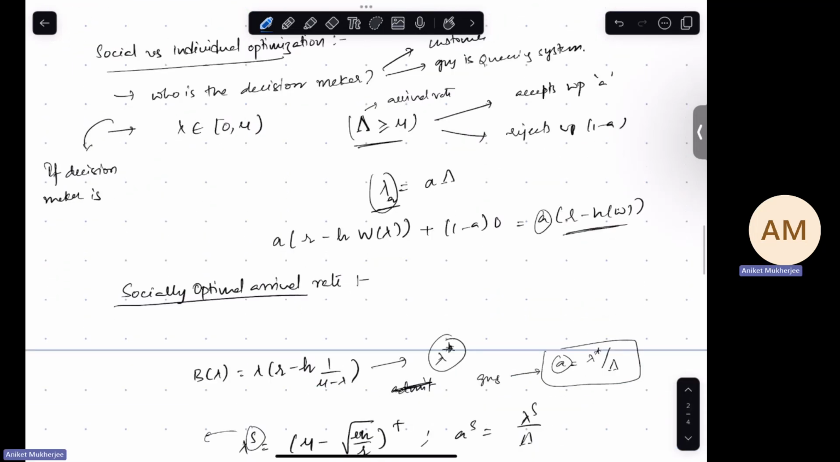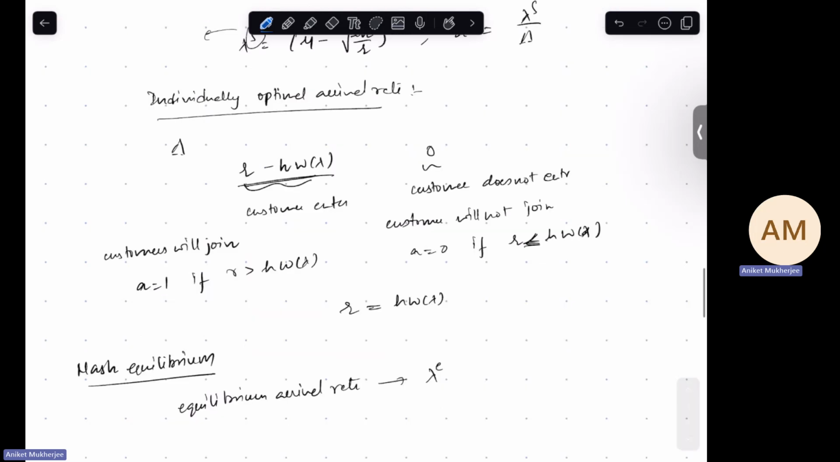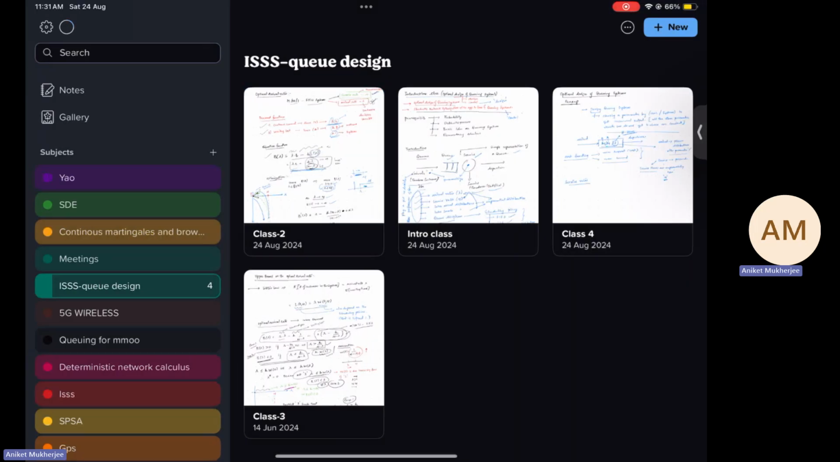Then we saw social versus individual optimization, where social versus individual optimization means that basically you decide who the decision maker is. Is the customer making the decisions, or the guy who is operating the queuing system makes the decision, right? So if the customer makes the decision, then it's known as individual optimal arrival rates. And if the guy who's operating the queuing system makes the decision, then it's socially optimal. Socially optimal arrival rates is basically what we saw in the previous case. And for individual optimal arrival rates, he just joins if he gets a reward. He doesn't join if he doesn't get a reward, right? So then we gave a Nash equilibrium policy for the same, I think in the third class.